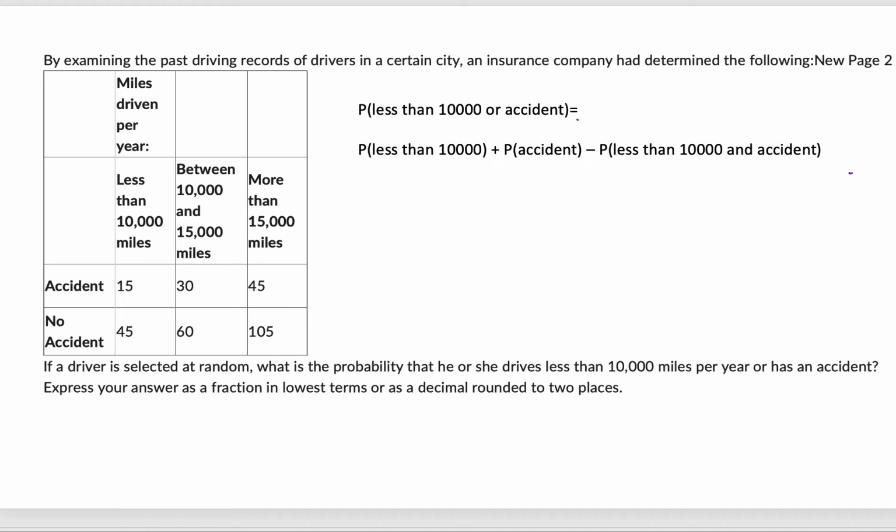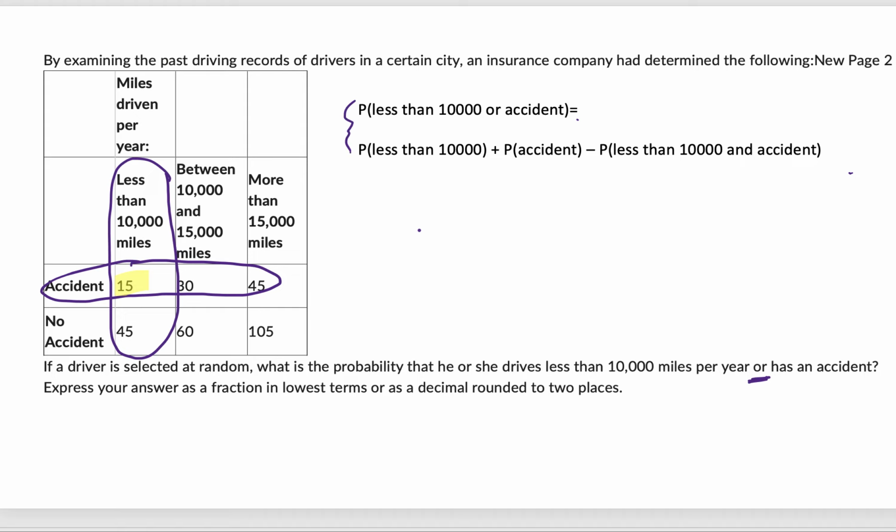All right, so the last one says that we want the probability that they drive less than 10,000 miles per year or they have an accident. Okay, so less than 10,000 miles per year would be here. Accident would be here. And again, we can see the overlap. So we know that the formula needs to be the longer version of the formula. Okay, I already have it written here on the screen. So we're just going to jump in and do the pieces.